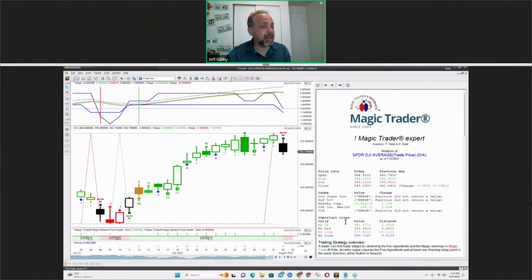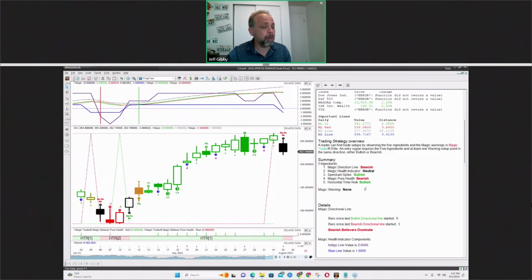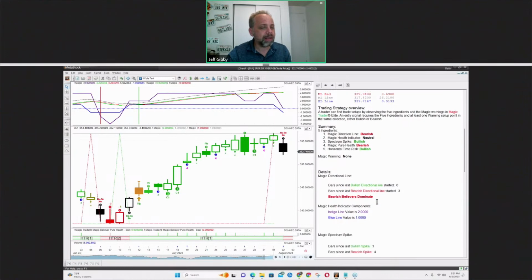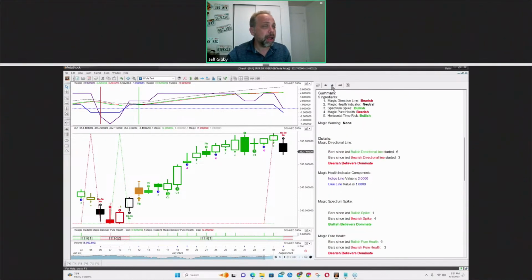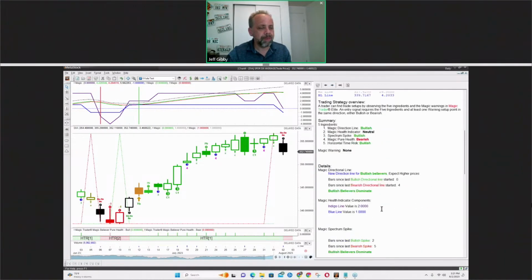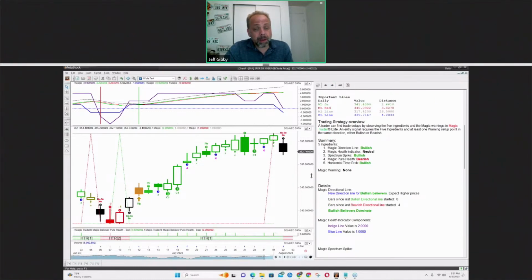We can go through this day by day. Here you had your yellow bar, which was identified with the yellow bar. But you can see that here, in the ingredients, you still have a bearish direction line. It's going to be a couple of days before that comes in. But you can see day by day how the ingredients start to improve. And it gives you a really, really good summary so that you're always paying attention to those ingredients.